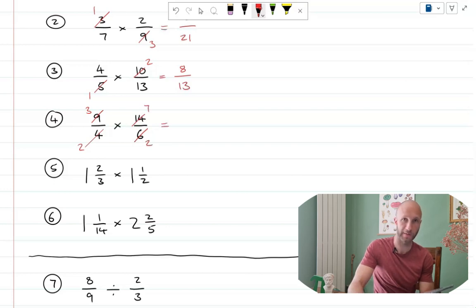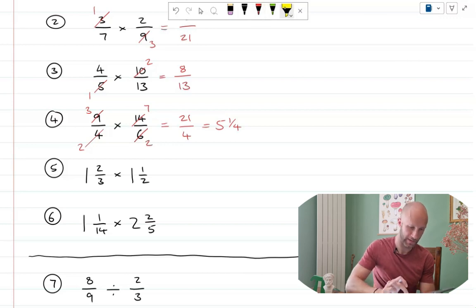And then once I've simplified, top times top, 3 times 7, which is 21. Bottom times bottom, which is 2 times 2, which is 4. And then I should change this to a mixed number. So how many times does the 4 on the bottom go into 21, which is 5 times, with 1 left over. So 1 over 4. Hopefully we're happy with conversions between improper fractions and mixed numbers.